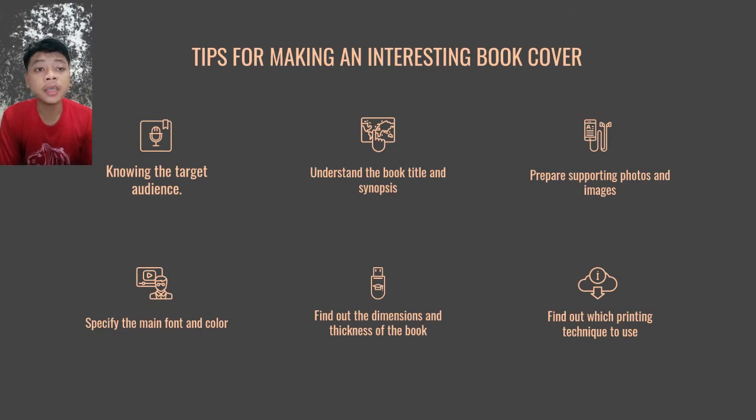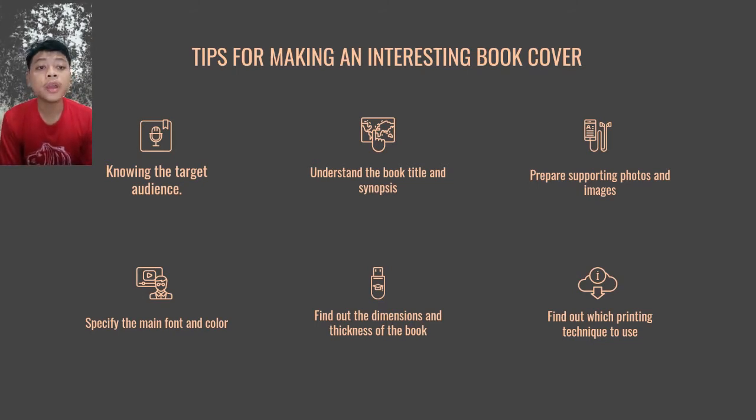Next, specify the main font and color. Determining font and colors can indeed be done while the design process of making a book cover is running. But if you have found the right font and color from the start, then of course, even better. Next, find out the dimensions and thickness of the book. By knowing the size and thickness of the book, we can determine the position of each element in making a book cover, especially for the title on the spine.